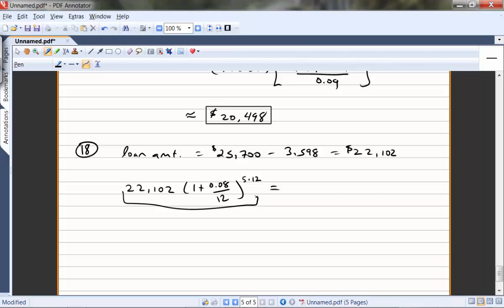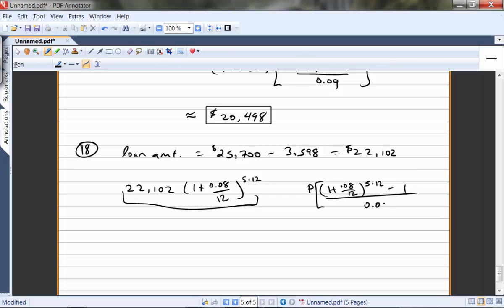Or option 2 is they could lend you the $22,102 and every month get P from you. At the end of every month, you pay them P dollars. Immediately, once they get that P dollars from you, they take that P and put it into that same interest-bearing account. It gets interest at this amount per month. Let it sit there.